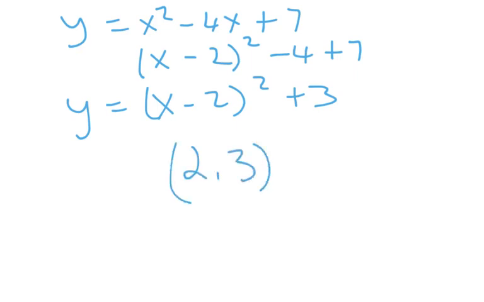Because if I put 2 into this function, this side becomes 0. I didn't mean to do that in blue, but it becomes a 0, and then I'm left with 3 on this side. Okay, let's look at another example.